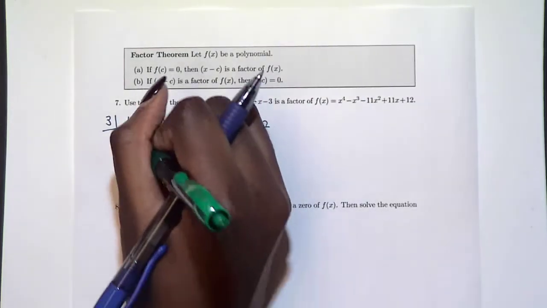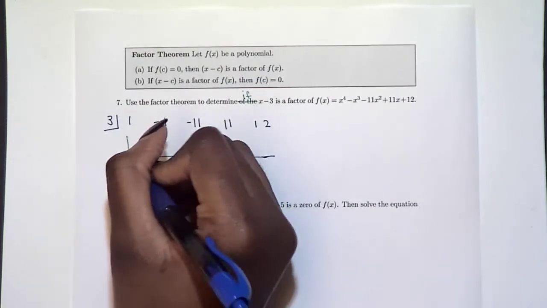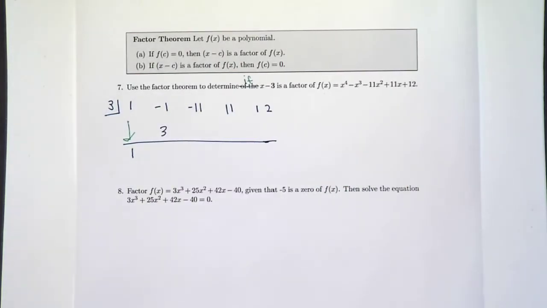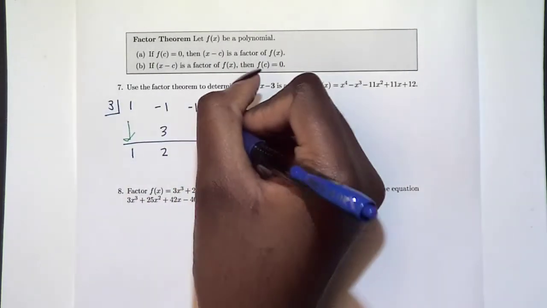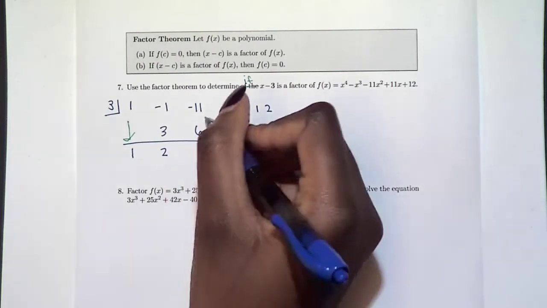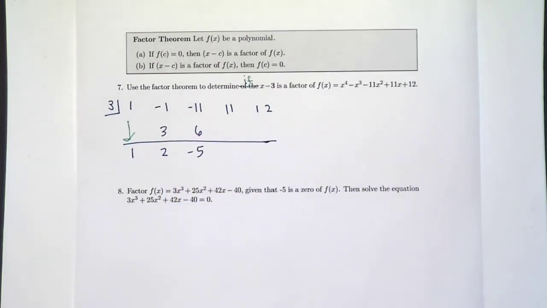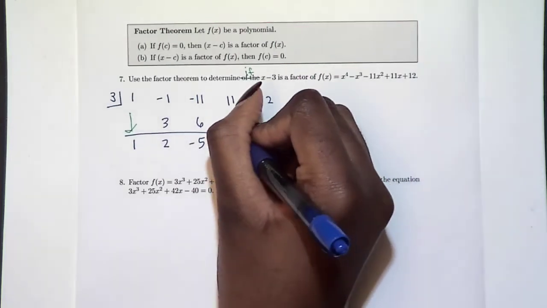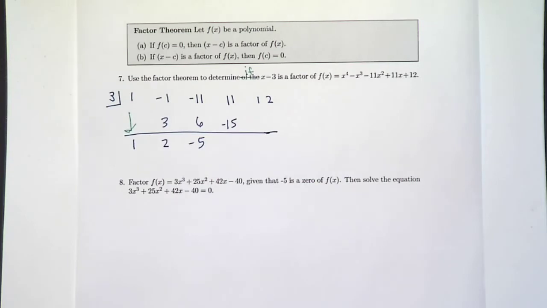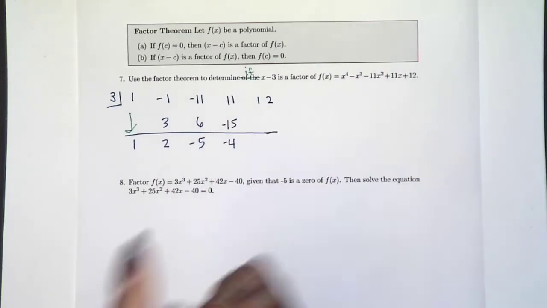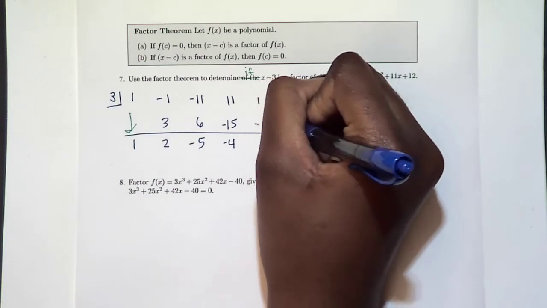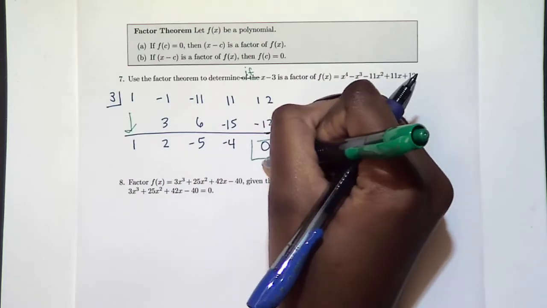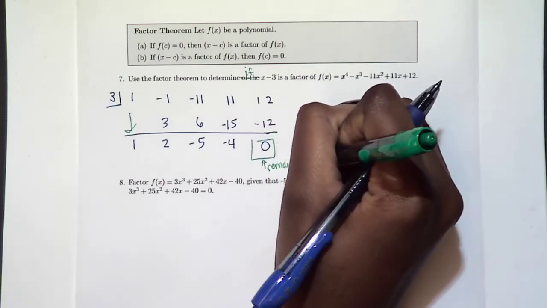Bring the first one down, and then multiply and add. So 3 times 1, -1 plus 3, 2. 3 times 2, -11 plus 6, -5. And we're going to keep going. 3 times -5, -15. 12 plus -15, -3... 3 times -4, -12. 12 plus -12, 0. So we get 0 as our remainder. That's good.